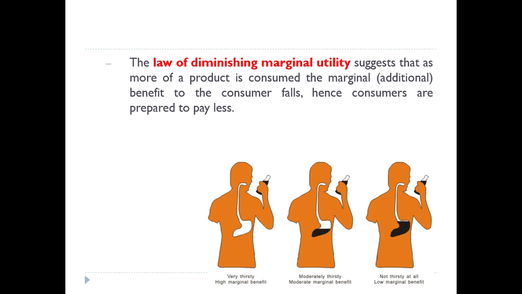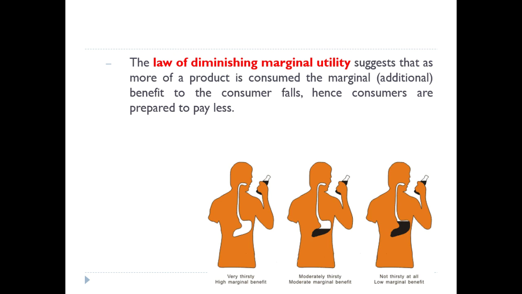Understood? When you consume a product without any gap, your psychological satisfaction will go down with each additional unit of consumption. Okay, so that law is known as what? Law of diminishing marginal utility. The first unit will give you more satisfaction, then the second unit comparatively less, again the third unit comparatively less, again the fourth unit comparatively less.